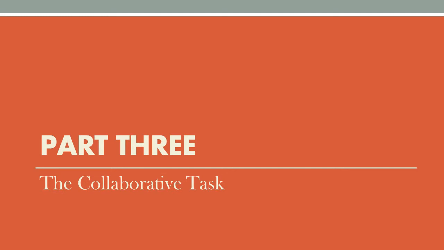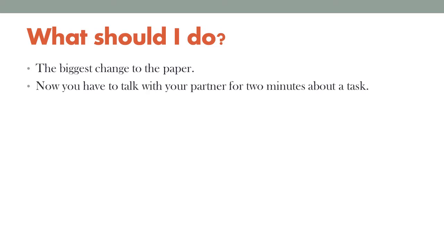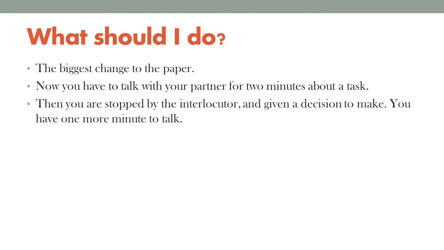So moving on to part 3, this is the collaborative task. Here we find the biggest change to the speaking paper. You have to talk first of all with your partner for about 2 minutes about a task. Then you're stopped by the interlocutor and given a decision to make. You're not told what the decision is going to be until this stage, and then you have 1 more minute to talk.